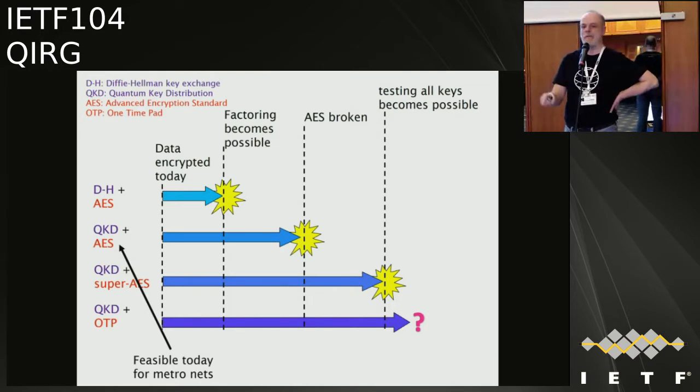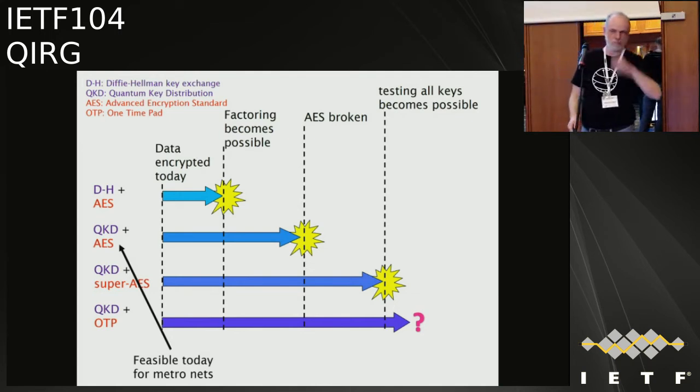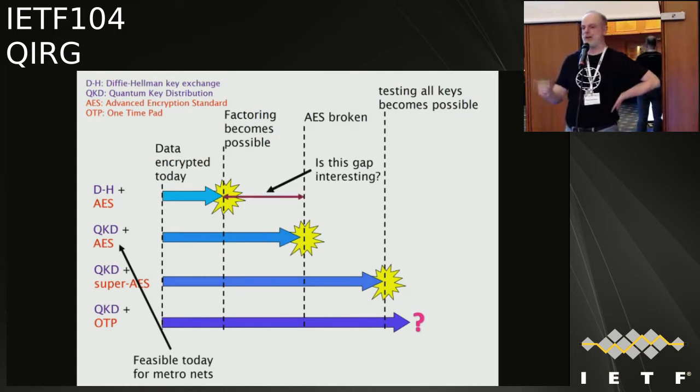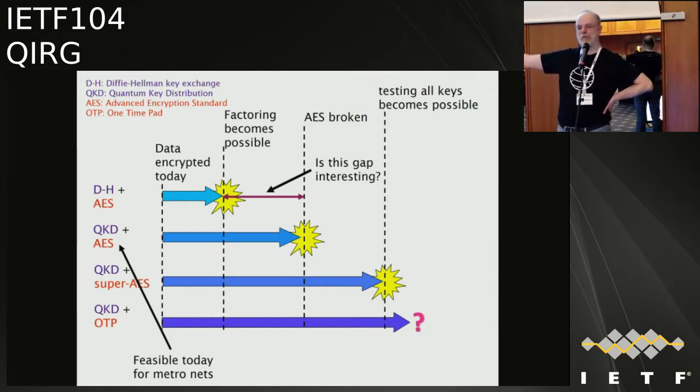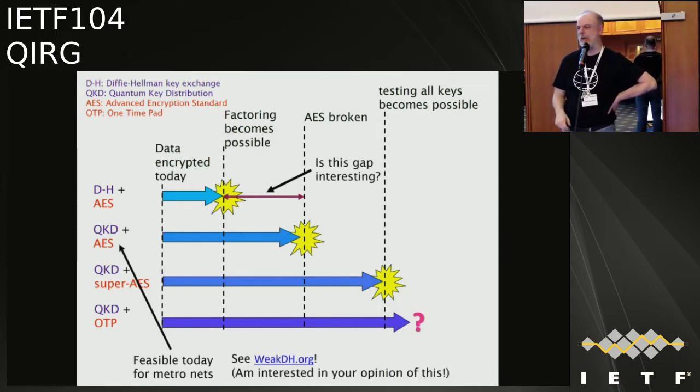This is possible today. It's possible to go out and buy boxes that do quantum key distribution and work with AES and do your encryption this way today, with a lot of caveats and a lot of limitations. So the question is, is the gap between these two states of future history actually interesting? The gap between when factoring becomes possible and when AES gets broken. If so, you should be looking at deploying QKD today. By the way, if you haven't seen the website weakdh.org, if you are a cryptographer, I would love to have the opinion of people on that particular approach.